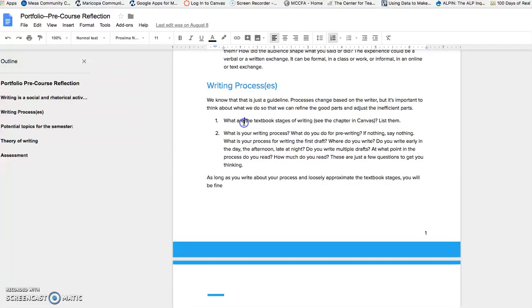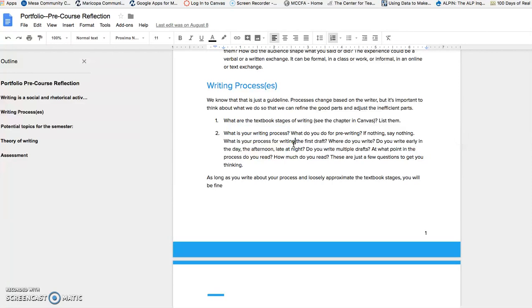So you go to the textbook, find the chapter that talks about process. What's the textbook stages of writing process? You're going to write that down. 5 or 6 words in a row, commas between. That's all you're doing for that one. The next part is, what is your process? What do you do? That's it. Just write down what your process is.